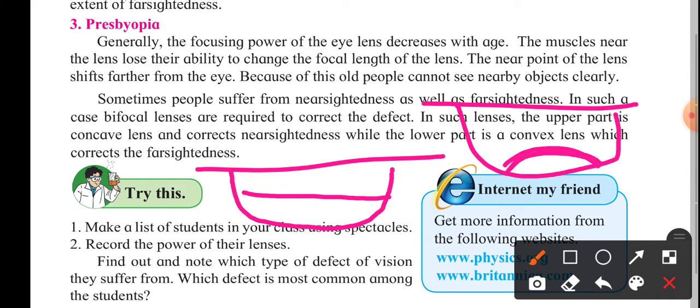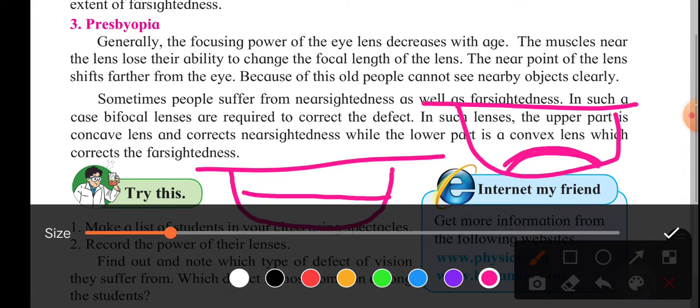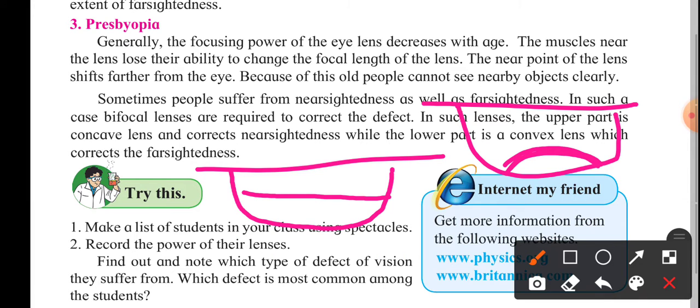So this kind of glass is what we have. If I want to show over here, this is the first focal length and this is the second focal length. This is for two different distances. This kind of lenses are called bifocal lenses. People with old-age issues of the human eye use this kind of glasses.